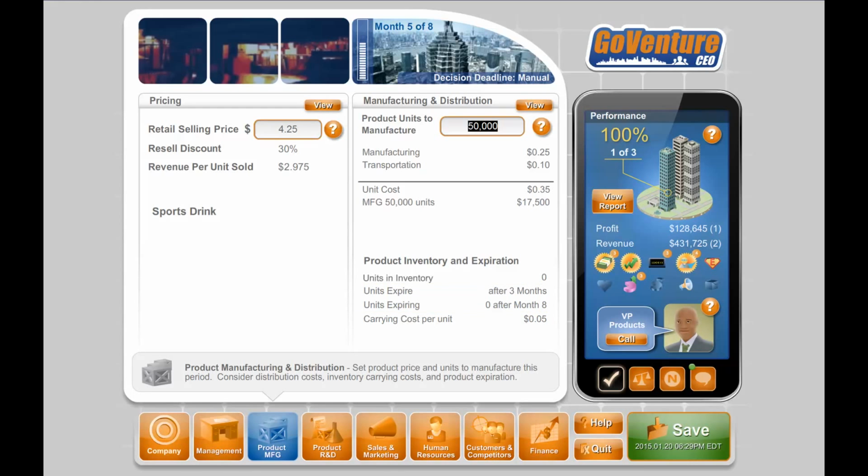At the same time, you do not want to manufacture too few units. If you do not manufacture enough units to meet the market demand, you will miss out on sales. And, those missed sales may go to your competitors. Forecasting how many units to manufacture is an important and challenging decision. Let's move on to the product R&D screen by clicking on the orange button.